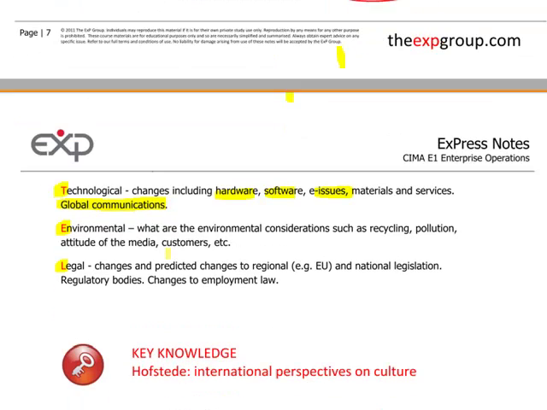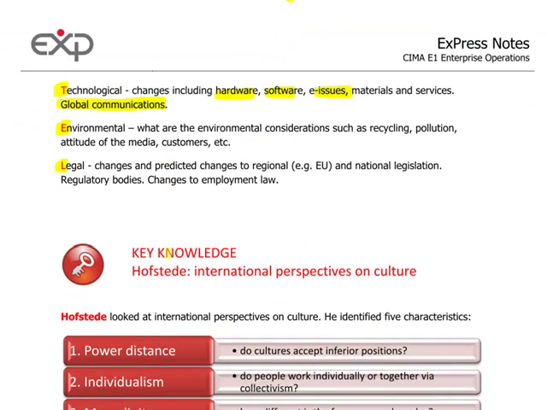Next one to look at, environmental. Now, in certain countries this is becoming quite a big issue, but what are the environmental considerations? Recycling, pollution, attitude of the media and the customers towards all of these items. And what should the organisation do to react to the environmental changes?